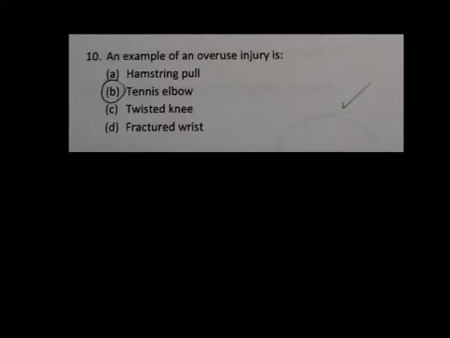Twisted knee, perhaps changing direction when playing tennis. Again, it's a sudden injury. It happens immediately. A fractured wrist, perhaps falling from a bike and landing, putting your hands down and fracturing your wrist. All those 3 happen immediately. They're sudden injuries. Tennis elbow, though, is caused by repetitive actions, swinging the arm over and over again in the same way that causes this injury over a long period of time.